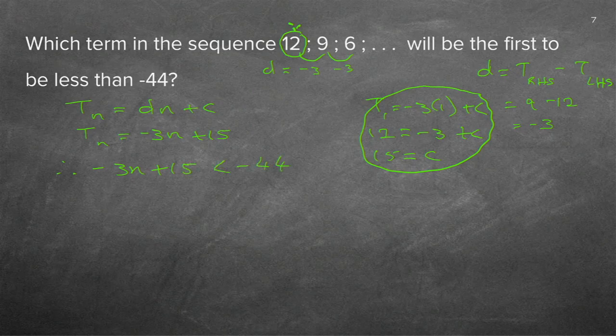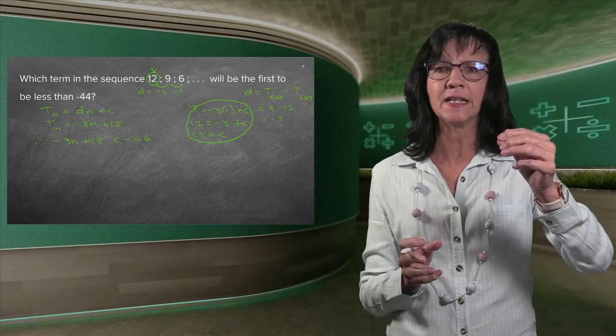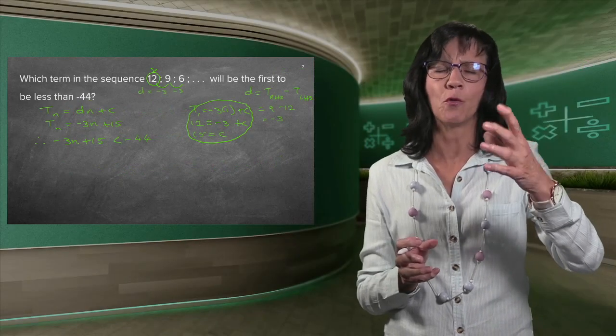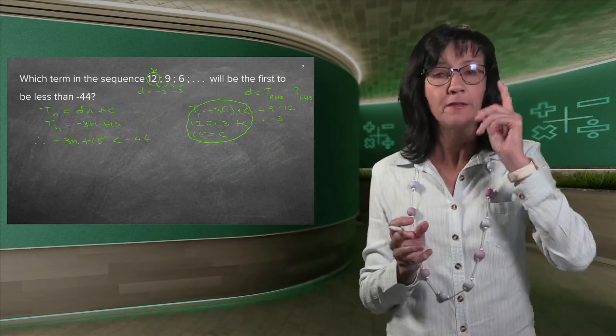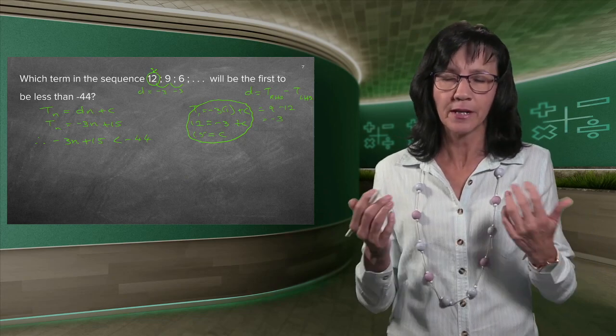Is that not what they ask? They say which term, which n, remember they're asking the n, will be smaller than minus 44. So the value will be minus 44. But it may be the 20th term or the 11th. So the n is always where you can put a th or a nd or a third or fourth or second. Then you know it's the n I'm working with. That is what I want.